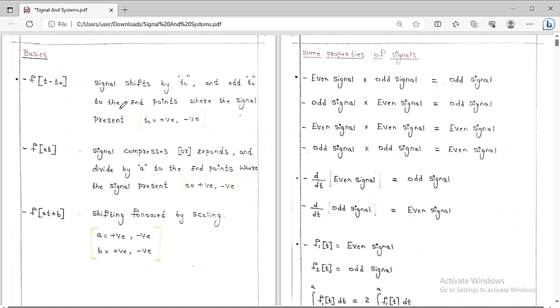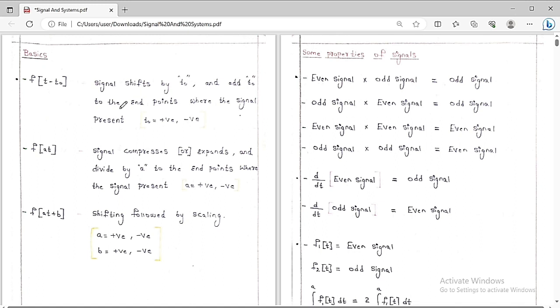Therefore, we can say t0 can be positive, and t0 can even be negative. Suppose t0 is positive, then what is the meaning of this? The signal is shifted to the right side. Or if t0 is negative, the signal is going to shift to the left side. So listen carefully. If t0 is positive, the signal shifts to the right side, and if t0 is negative, the signal shifts to the left side. These points you always have to keep in your mind.